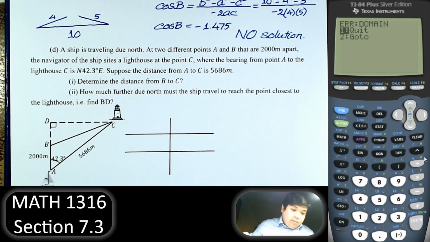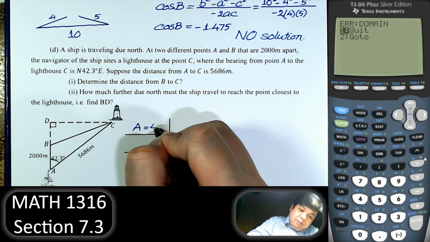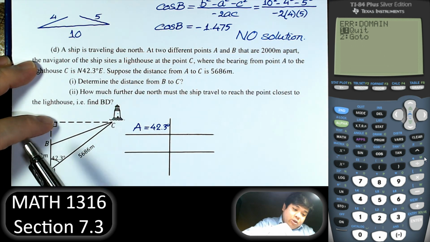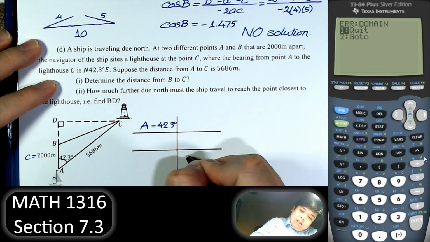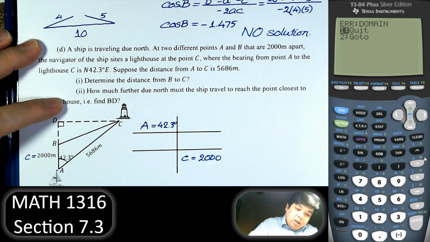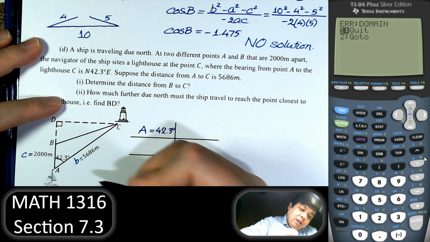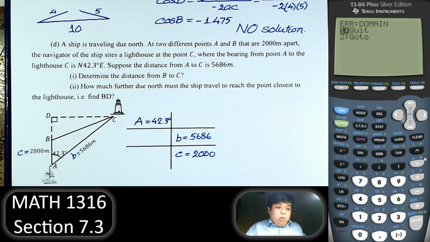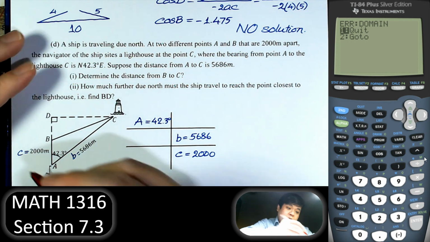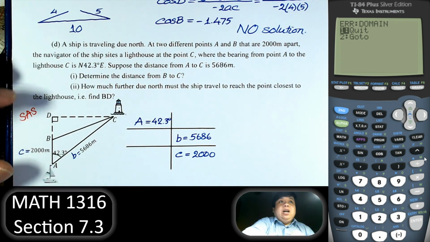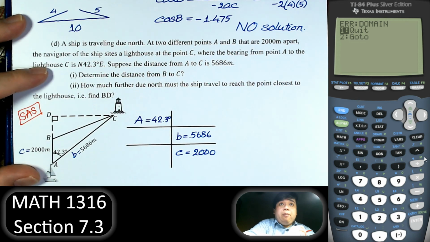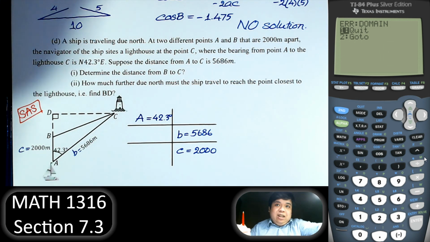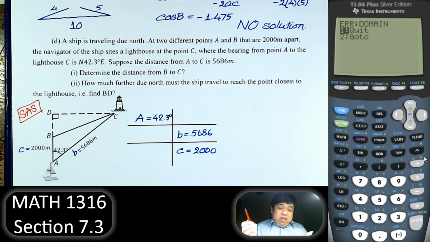Right. We have angle A. This is opposite to angle C, so 2,000 meters is side C. This is opposite to angle B, so this is side B. And we have the angle between two known sides, so this is side-angle-side. So when we have two sides and an angle, make sure that it is not a side-side-angle situation, not SSA, because we might have an ambiguous case there.